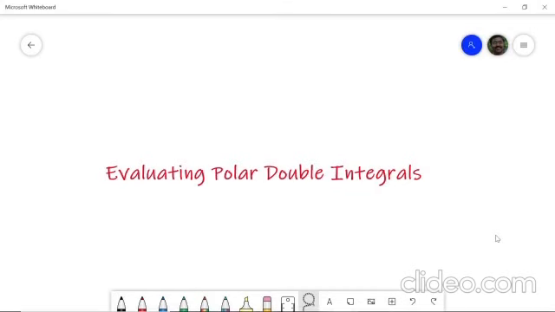Hi, in this session we will discuss how to evaluate certain polar double integrals. In the previous session we already introduced the concept of polar double integrals. I have done two problems. Now we will do some more problems to elaborate and affirm the concepts better. Okay, so we will do some problems.